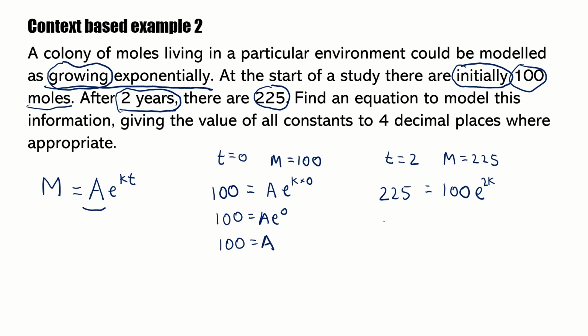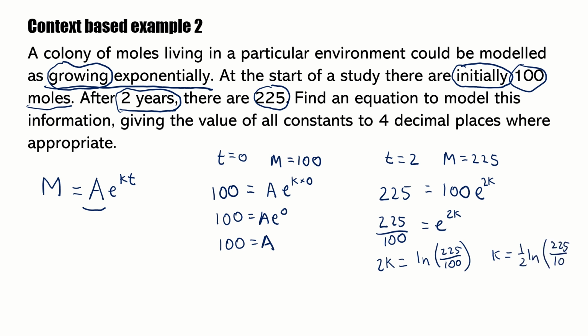Just like in the previous question, you want to isolate the e. So I'm going to start by dividing both sides by 100. Although that fraction could be simplified, I'm not going to bother; the calculator will simplify it for me later. I am going to use logs to move that unknown out of the power. So we get 2k is equal to ln of 225 over 100. Then, if you want k, it's just going to equal half ln of 225 over 100.